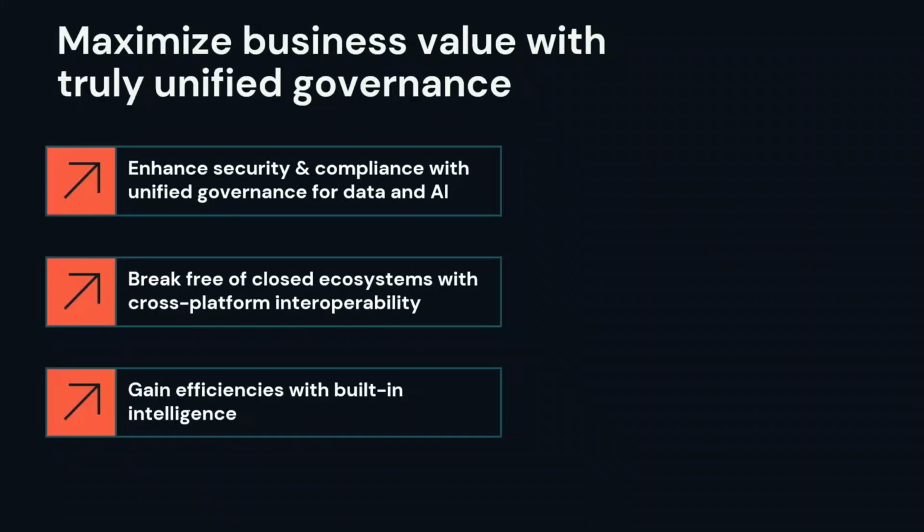So what is the business value that you get out of having a unified governance framework? One, you have enhanced security and compliance across your data and AI, because you have a unified solution. You break free from a locked ecosystem, so it doesn't matter which format you're using, which tool you're using, as long as they're interoperable. You get the freedom to choose the best tools for your team. And you gain operational efficiencies once you have this built-in intelligence around discovery and accessibility, so that any user on the platform can access data irrespective of technical proficiency.